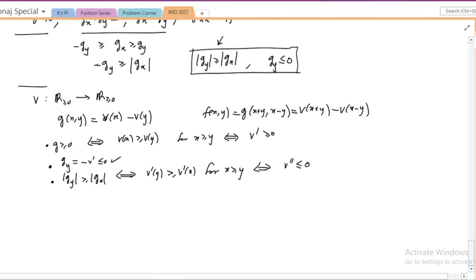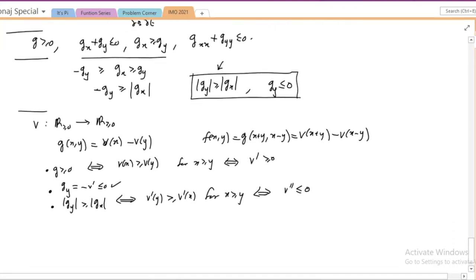And we'll see that this actually guarantees the last part we need to check, which is this less than or equal to 0. So if you differentiate with respect to x twice, we get v double prime of x. Differentiate with respect to y twice, we get minus v double prime of y.